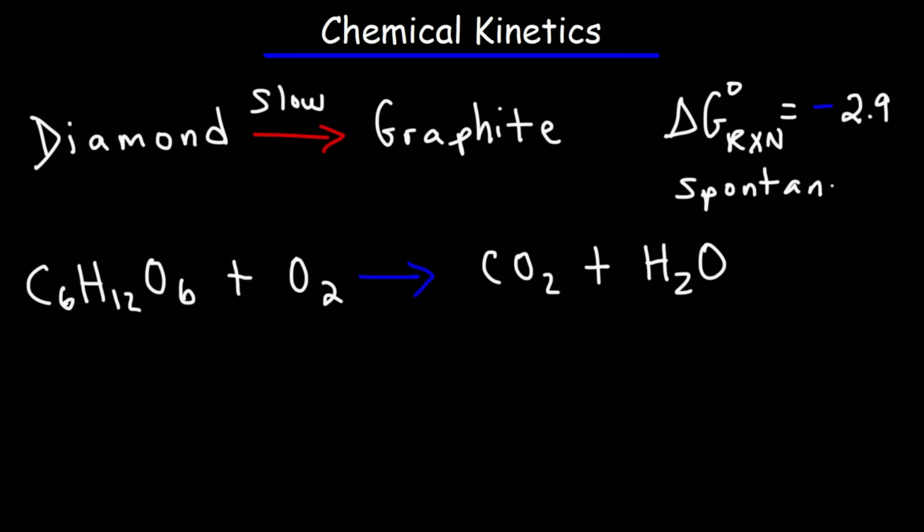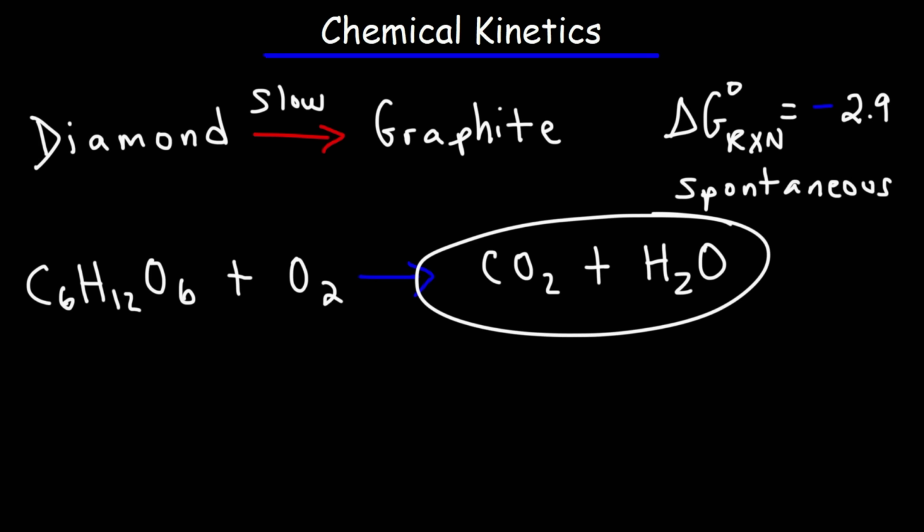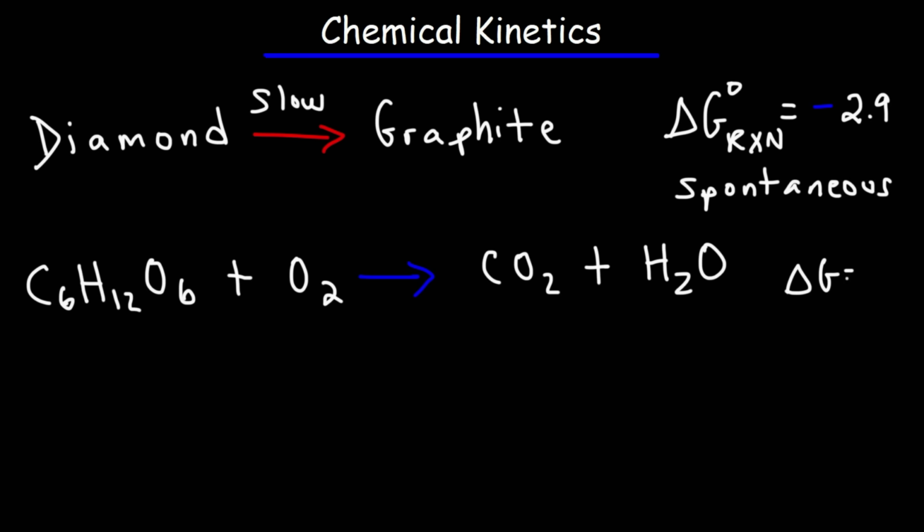Another example is the combustion of glucose. When glucose reacts with oxygen, it produces carbon dioxide and water. Delta G for this reaction is also negative. So this reaction is spontaneous, is energetically favorable. Energy is released during the combustion of glucose with oxygen. However, if you were to put sugar on a table, it's not going to spontaneously combust. Glucose doesn't react with oxygen very fast at room temperature. So this too is a slow reaction.